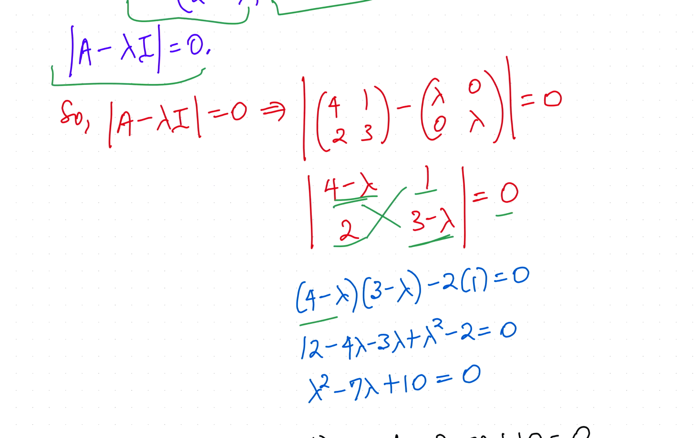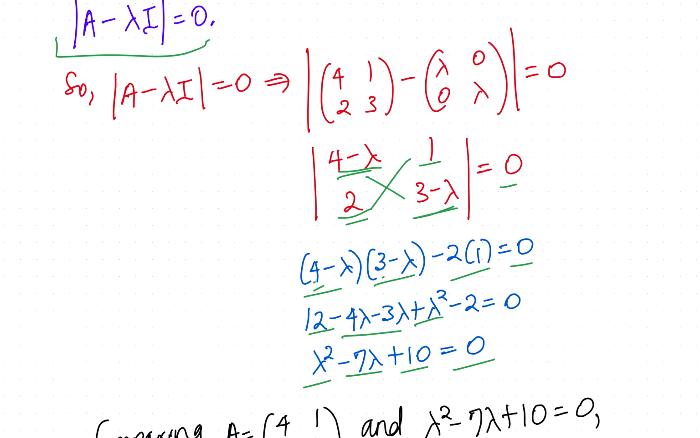So we tidy things up. 4 times 3 is 12. 4 times minus lambda is minus 4 lambda, minus lambda times 3 is minus 3 lambda, and minus lambda times minus lambda is plus lambda squared, then minus 2, equals 0. I bring lambda squared forward so we follow the order of a polynomial. The minus 4 lambda minus 3 lambda is minus 7 lambda, plus 10, equals 0. So this is our characteristic equation.